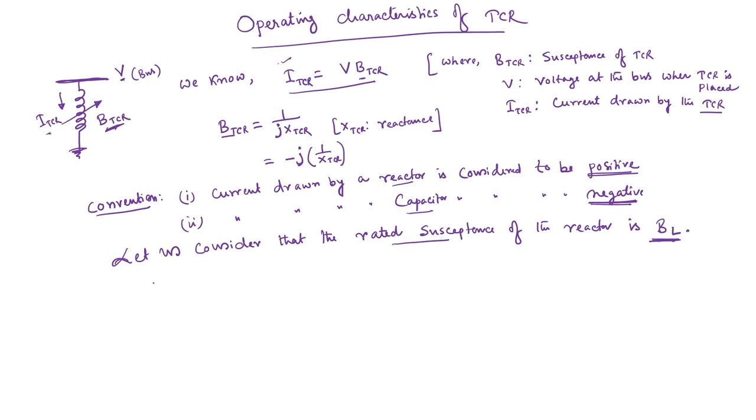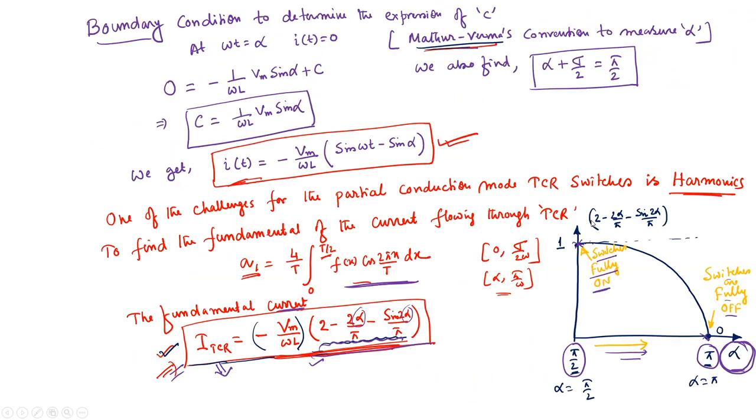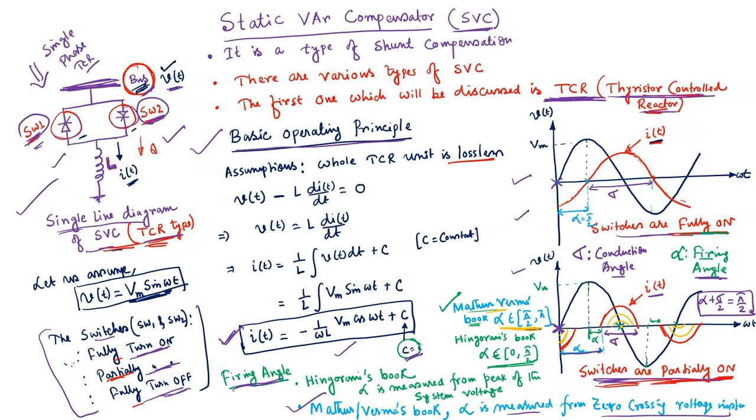BL is the rated susceptance. Therefore, BTCR would be equal to BL when the thyristors or the switches fully conduct. That corresponds to the firing angle alpha equal to pi by 2 according to Mathur-Verma's convention. If we go back and see, we already discussed that in Mathur-Verma's convention, the range of alpha is pi by 2 to pi, and when alpha is equal to pi by 2, the switches are fully on.